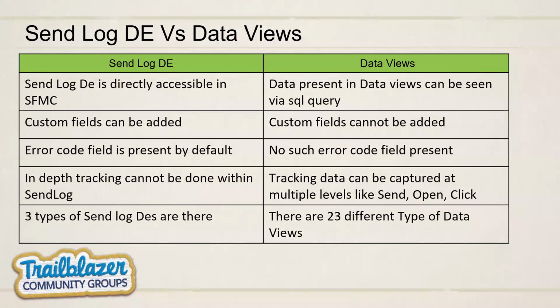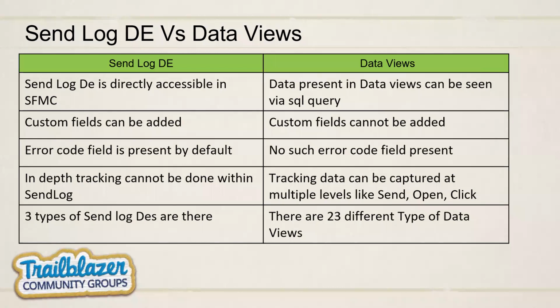The next thing about data views: with the help of data views, you can do in-depth tracking. For each type of tracking, you have a separate table in data views. Like for send there is a separate table, for open you have a separate table, for click you have a separate table. But in the send log data extension, you can't perform any sort of in-depth tracking. Currently there are around 23 different types of data views present, but for send log, we only have 3 types of tables present, in the form of data extensions.